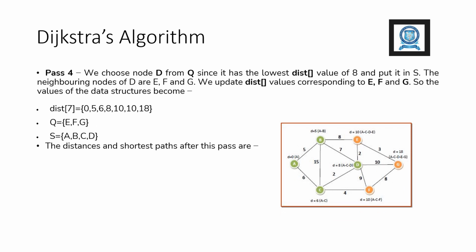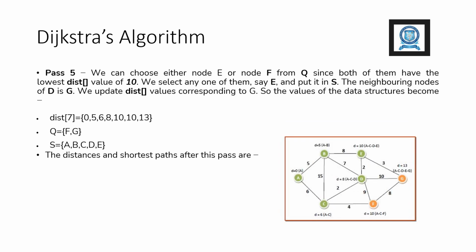In pass 4, we choose node D from Q since it has the lowest dist value 8 and put it in S. The neighboring nodes of D are E, F and G. We update dist values corresponding to E, F and G. So the values of the data structures become dist = 0, 5, 6, 8, 10, 10, 18. Q = E, F, G. S = A, B, C, D. The distances and shortest paths after this pass are shown in the figure.